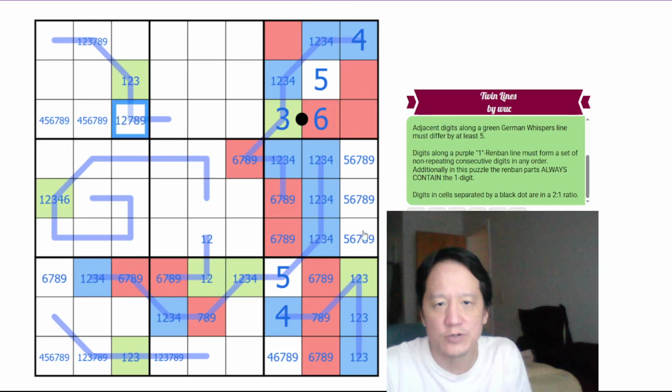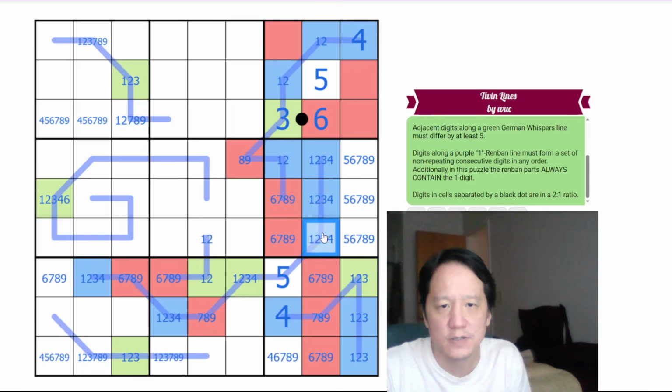So no 3 or 6 here, no 3 or 4 here. No 3 or 4 here. 3 is next to an 8 or 9 on the Whisper 5 portion. This 6 eliminates 6 here, so it's 7, 8, 9 here, which eliminates 7, 8, 9 in the rest of the box. So this can't be 7, 8, 9, or 4, it's 6 here.